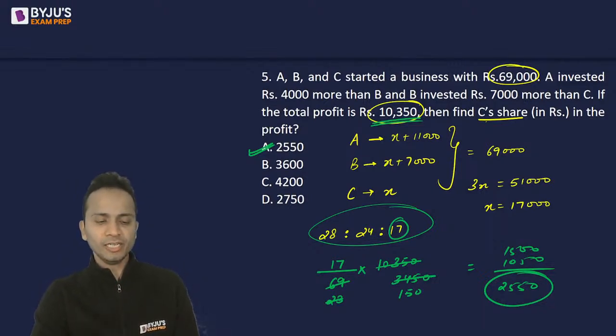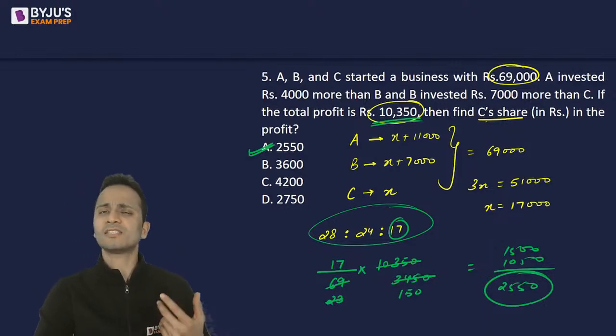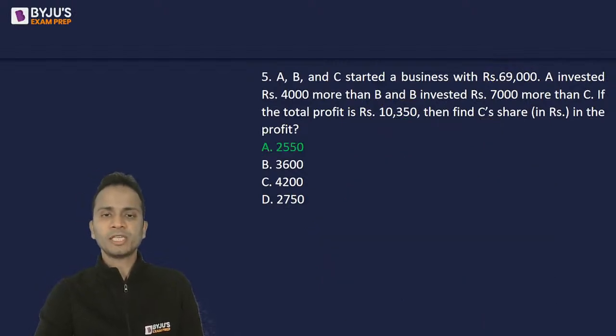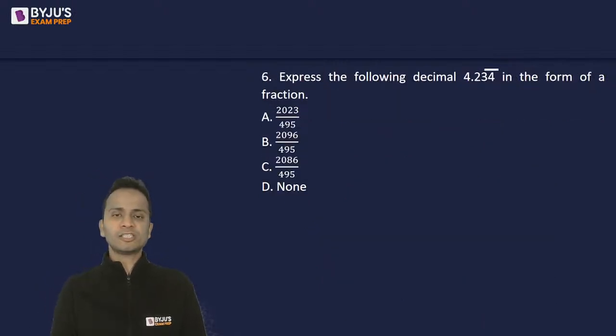सिर्फ calculation है. Calculation strong है, answer सही आएगा. Calculation weak है, answer सही आएगा, but देर से आएगा. It will take you time. Okay. So option A is the correct answer. Next, question number 6.